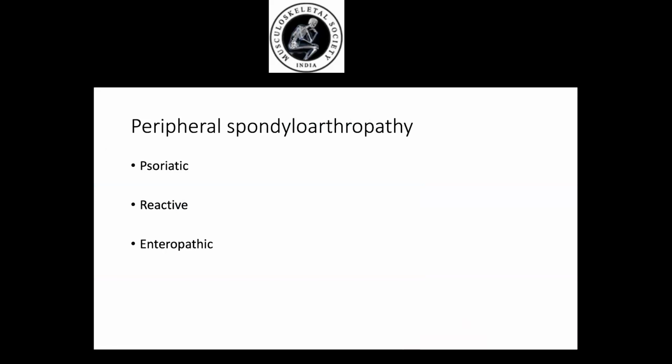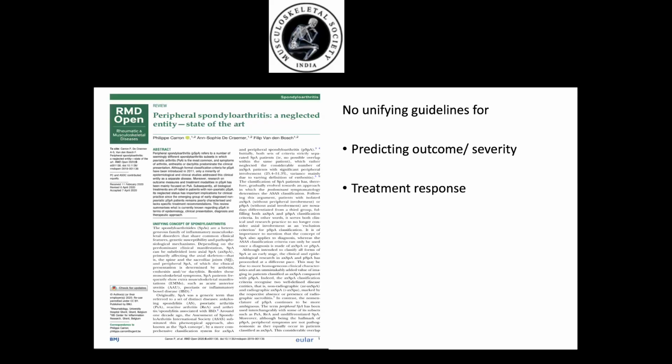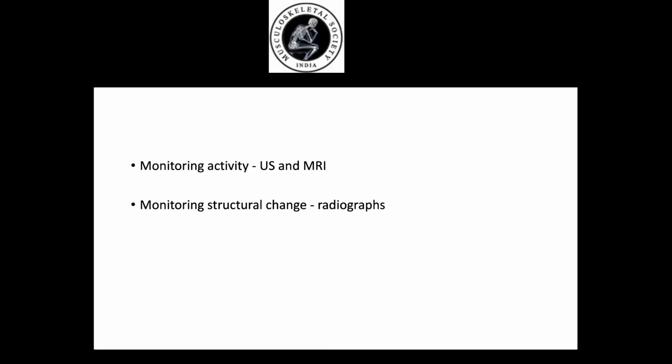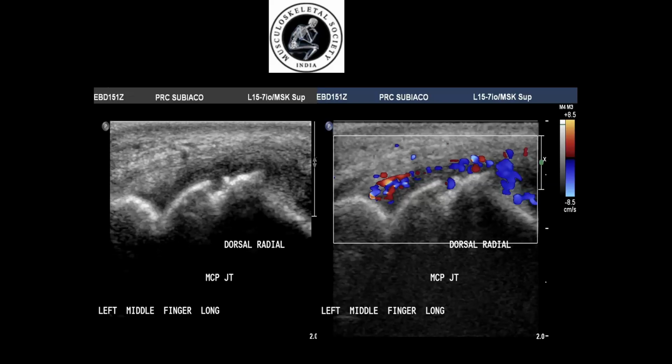So peripheral spondyloarthropathy, we discuss under the headings psoriatic, reactive, and enteropathic. And unfortunately, this is the state of affairs for peripheral spondyloarthropathy. This is an article published in February 2020, which says it's a neglected entity, for which there are no unifying guidelines for predicting outcome or severity or treatment response. We can still monitor activity using ultrasound and MRI and monitor structural change using radiographs.